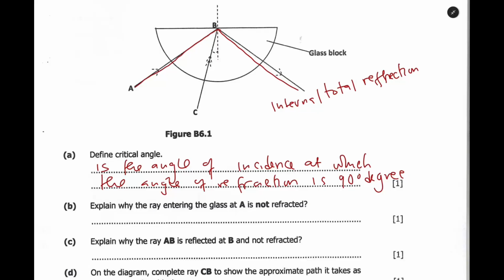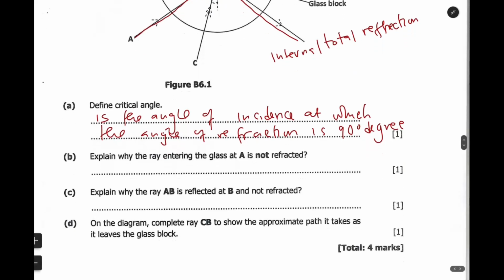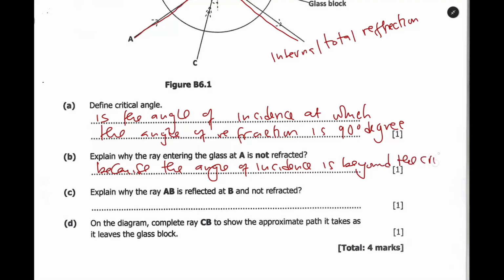If the angle of incidence is beyond the critical angle, then that is when this happens. Explain why the ray at A is not refracted. You can say because the angle of incidence is beyond the critical angle. At that point, total internal reflection occurs. Now, here, what could be your answer?